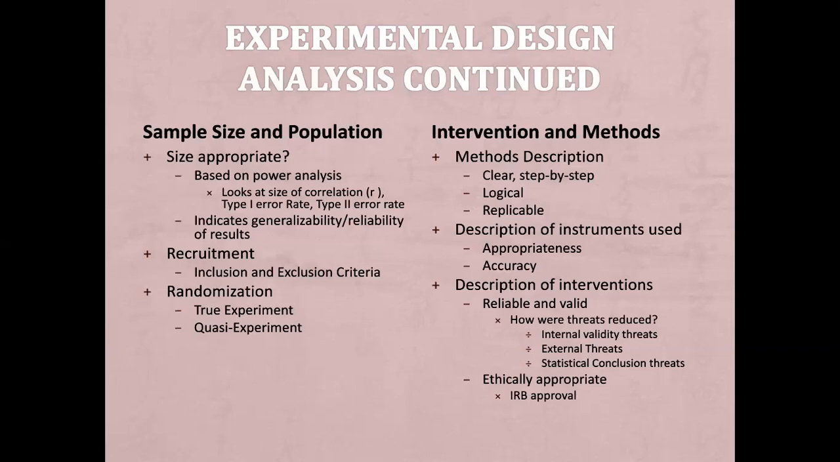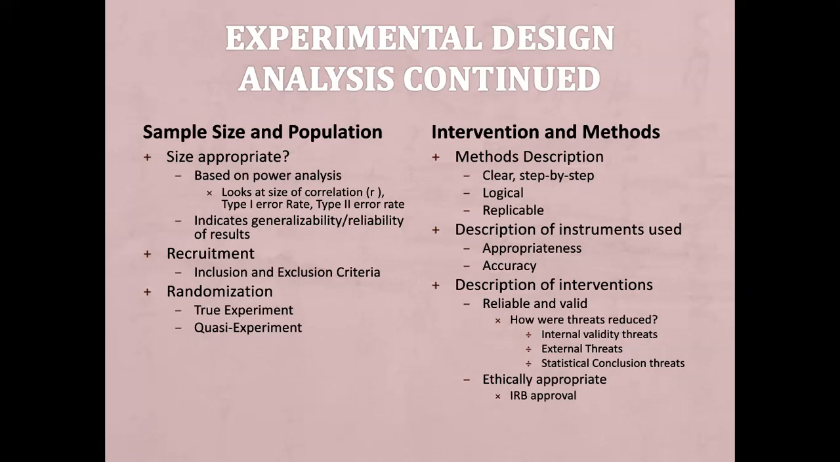So next we're looking at the sample size and population. Again, we want to assess if the sample size is appropriate. We would want to look at the recruitment strategies. Typically with an experimental design, they'll have inclusion as well as exclusion criteria. So we would want to know why certain individuals were included in the study, why certain individuals were excluded, and whether or not that was appropriate to get the information that they're trying to portray and trying to measure.